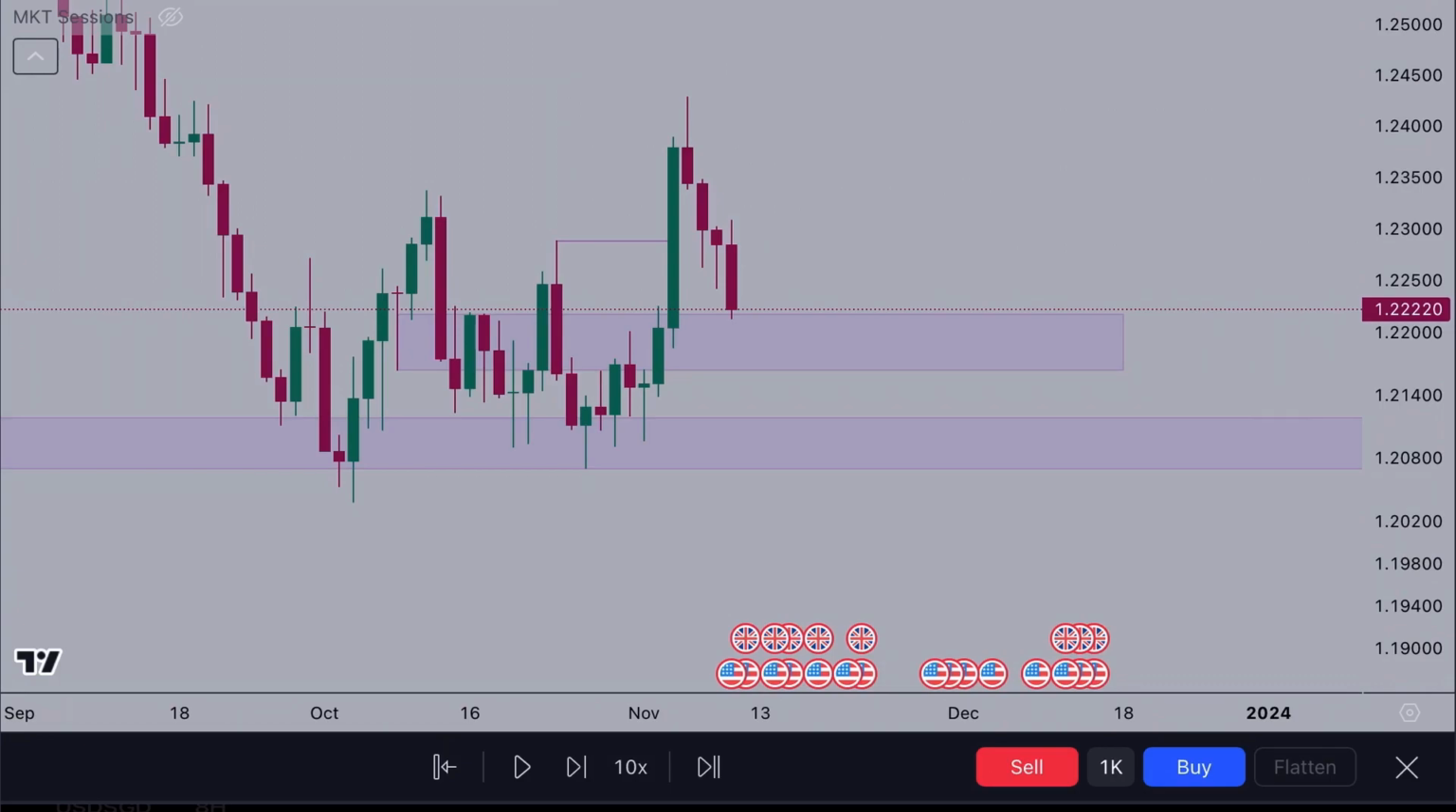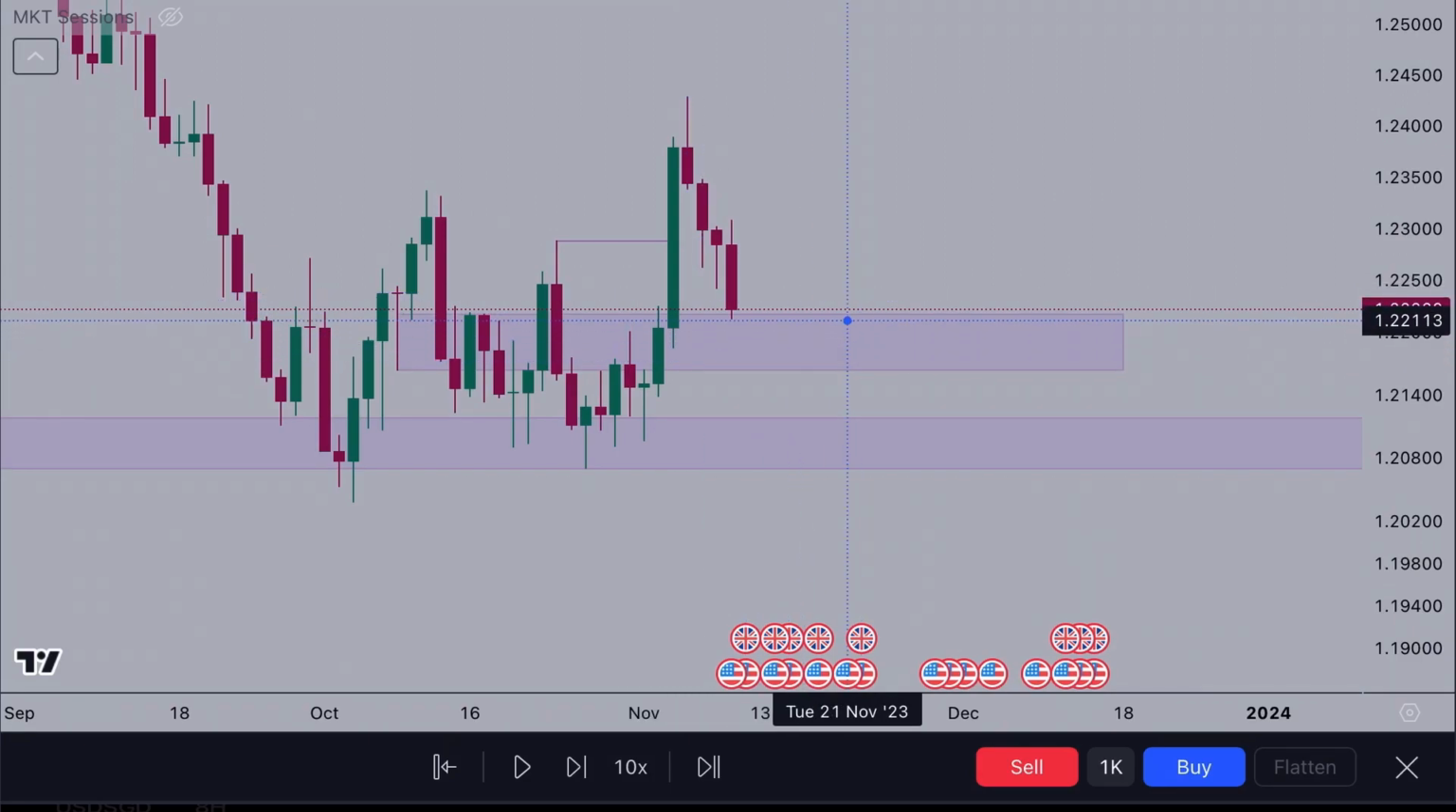So after I identify my impulse on the daily, followed by a correction, and they are all the same color, I go to the weekly. On the weekly, I identify the support and resistance that could be of influence. Then I go back down to the daily, and on the daily, I will draw my Fibonacci.